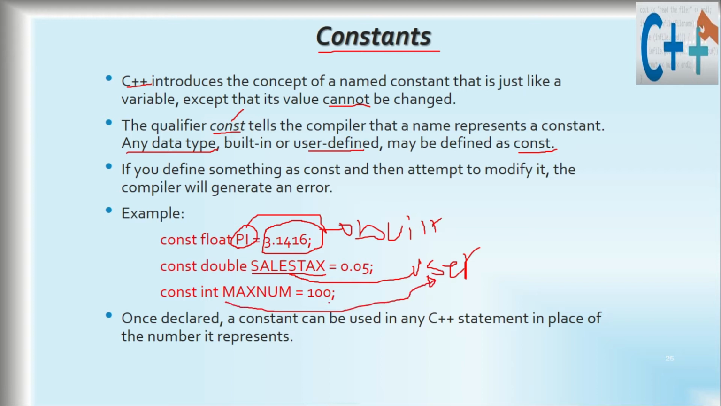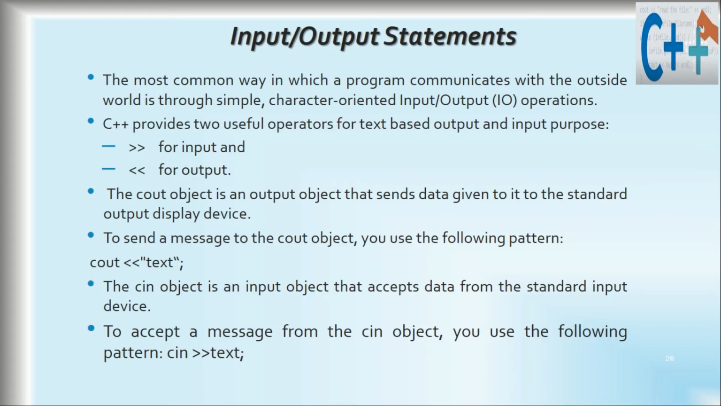So constants: when you assign a value to a constant, you cannot change it throughout the program, rather use it as it is. Once declared, the constant can be used in any C++ program in place of the number it represents. Good. Input output statements. What does that mean?